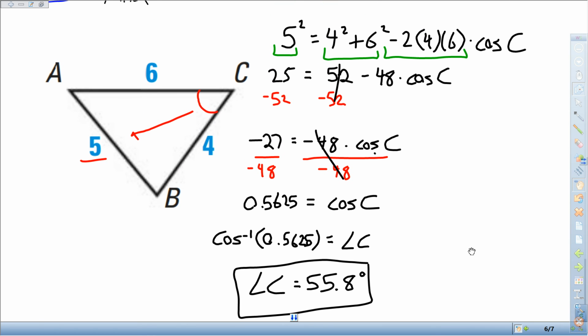So that is law of cosines. It's weird, but once you get it, it's not too shabby. Just make sure you plug in your numbers correctly. This is the side, this is the angle opposite that side, and vice versa. And then just take it step by step. It looks crazy, right? But it's not too bad.